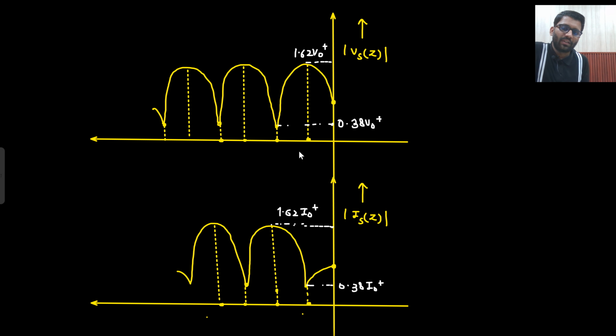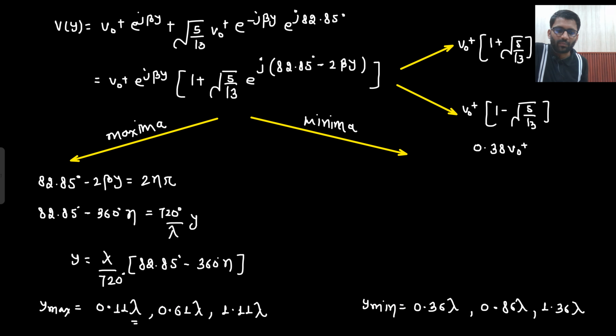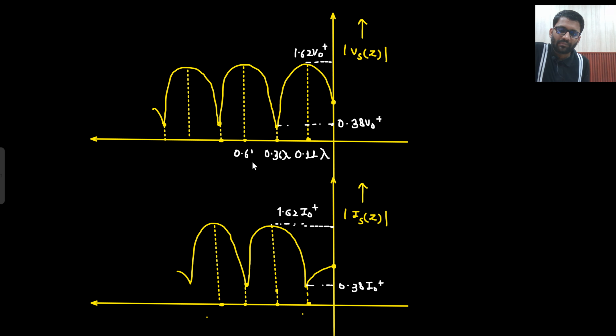And what is the location? 0.11 lambda. Then in that manner it will keep on going. This will be 0.36 lambda. Next will be 0.61 lambda. So in that manner you can write it down. Here also the first minima will occur at 0.11 lambda, then 0.36 lambda, maxima will occur, then 0.61 lambda. In that manner you can write down all the values.